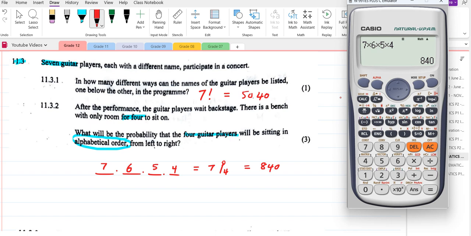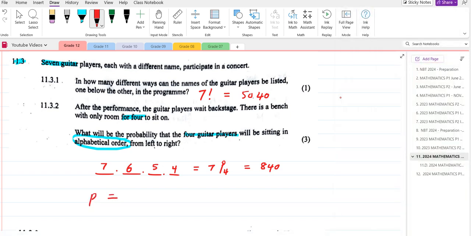Now, provided you have selected these 4 players, they're just seated, and now you want to put them in alphabetical order. So the probability will be, just remember you selected 4 players out of 7, and now they want to sit in alphabetical order, so there's only one way. So 1 out of 840. That's the probability. I hope you guys understood that.